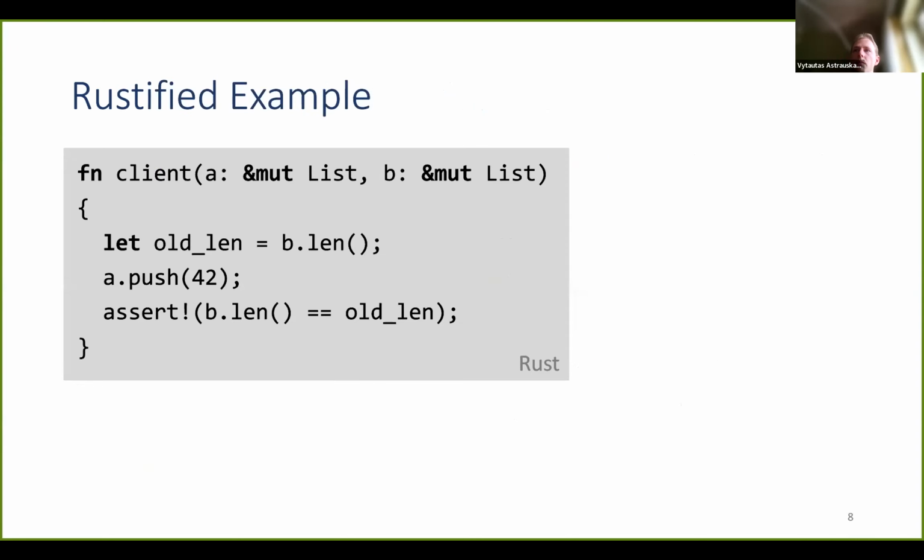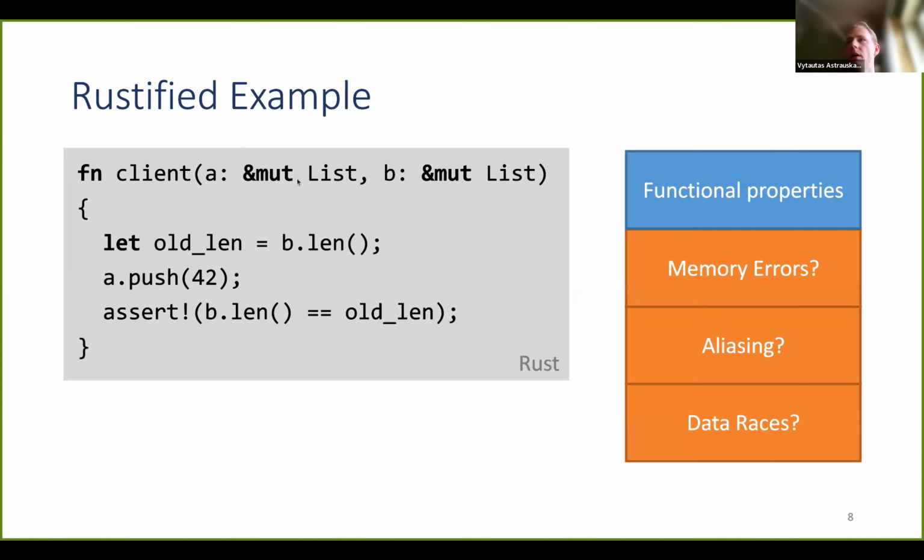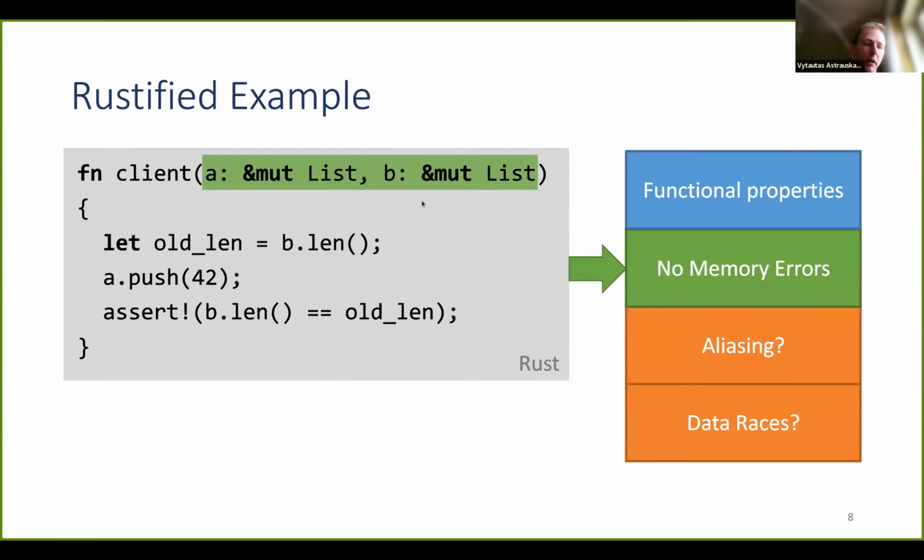Okay, let's now look at the same example we had before, just now in Rust. The main difference is that instead of pointers, we have mutable references, and we still want to prove this assertion. Rust guarantees that there are no memory errors. So we know that, for example, here b.len cannot fail because references are guaranteed not to dangle. That is a guarantee by the Rust compiler.